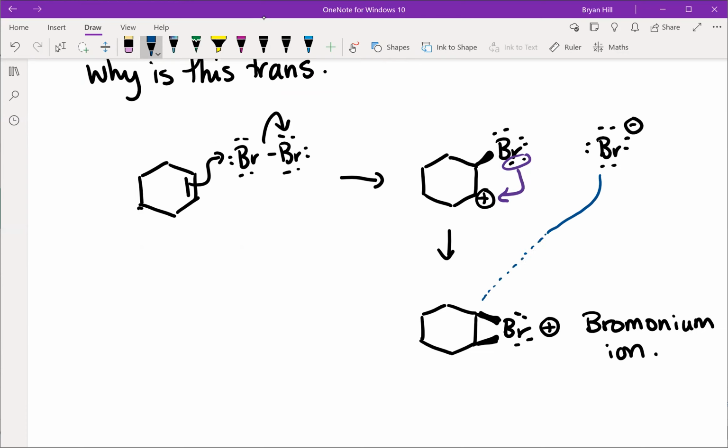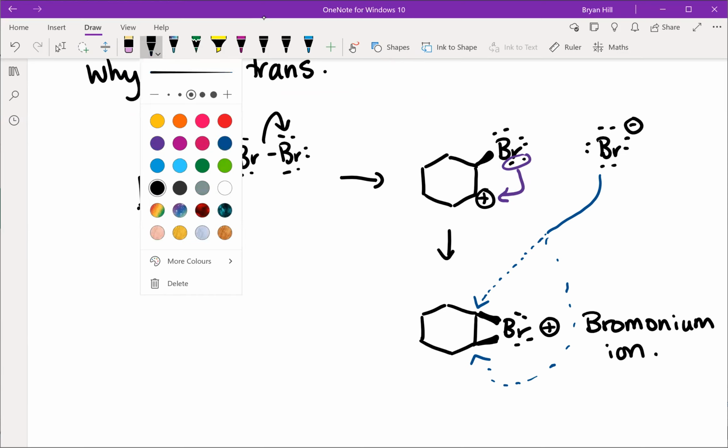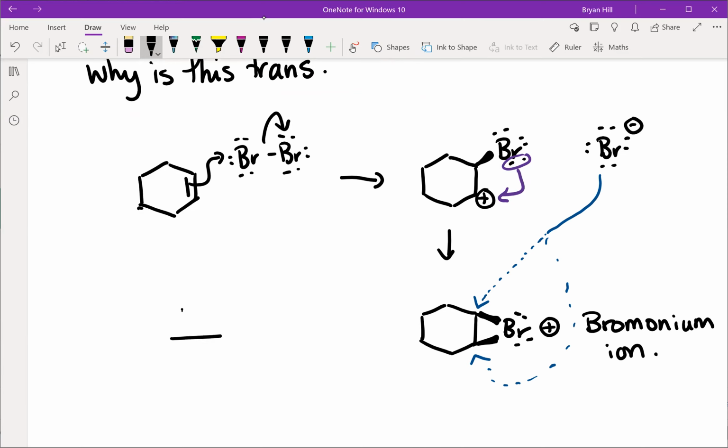I'll draw it as a dashed line here. It can only attack from the opposite side. And it could attack either carbon, but the key point is that it can only attack from the opposite side. So if I draw this from the side view, and I will draw some lines going back. And this is a ring, so I'll just draw them going in the background.